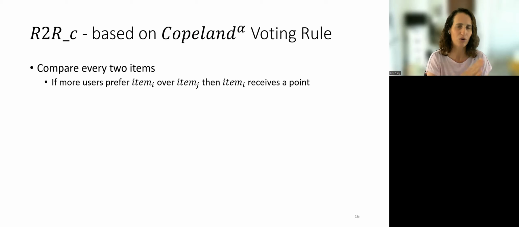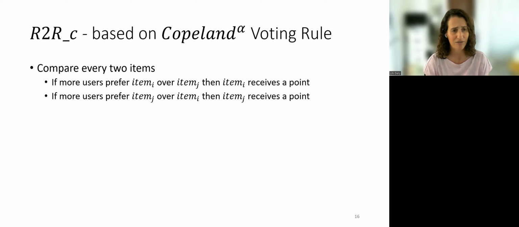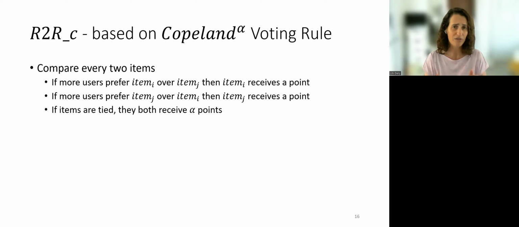Here, if more users prefer item I to item J, item I receives a point, and vice versa. If more users prefer J to I, J receives a point. And if the items are tied, they both receive alpha points, and alpha can be a number between 0 and 1. I will jump ahead and tell you now that I tried a few different alphas, and I ended up working with an alpha of a third, but you can set alpha to be whatever you want.